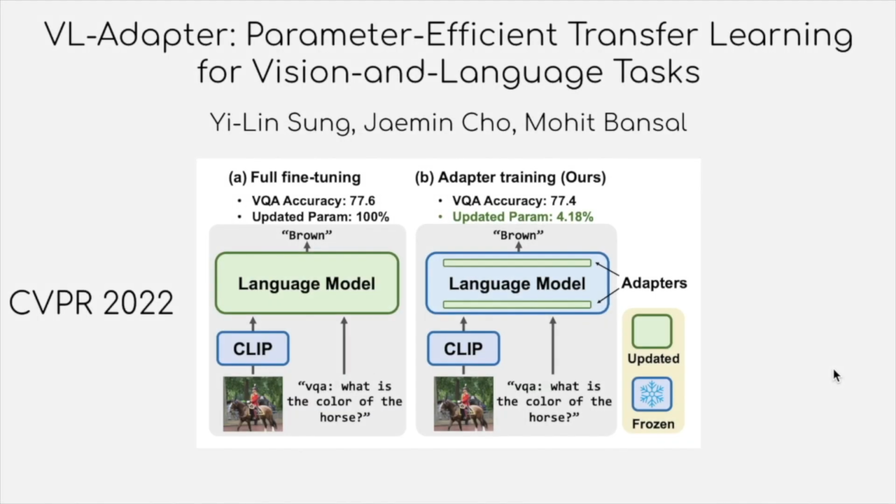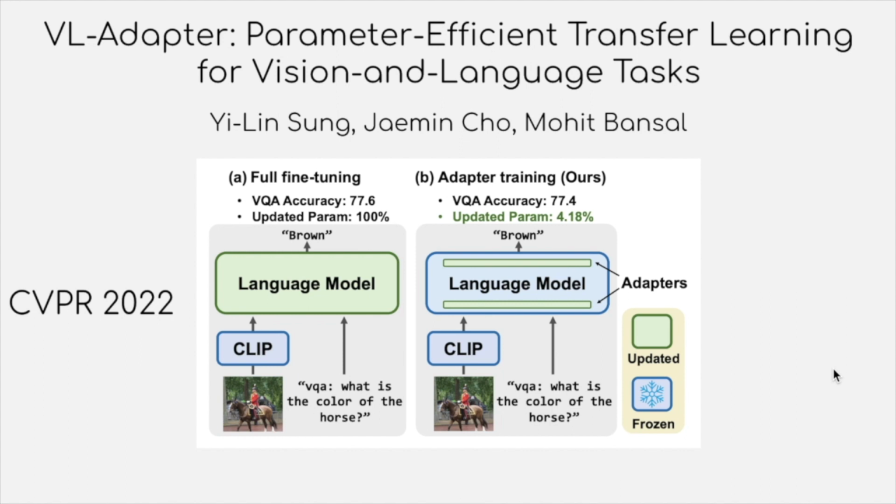Everyone, I'm super excited to be presenting a new style for the Weaviate Podcast. In this podcast episode, we have the authors of the paper, Yi-Lin Sung, Jaemin Cho, and Professor Mohit Bansal, a research team from the University of North Carolina at Chapel Hill, to explain this paper, VL Adapter: Parameter Efficient Transfer Learning for Vision and Language Tasks.